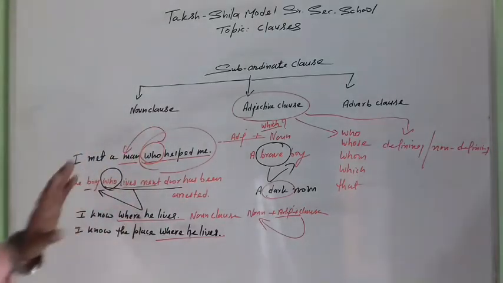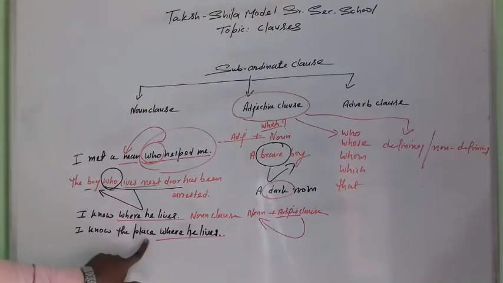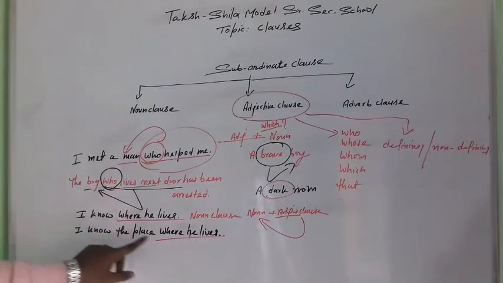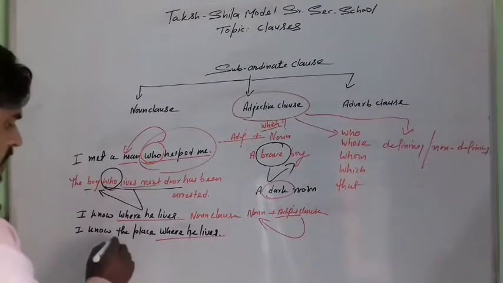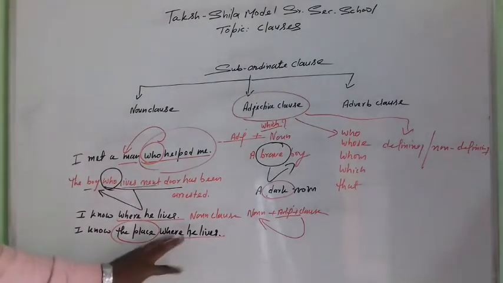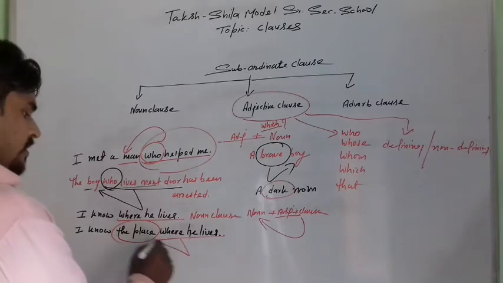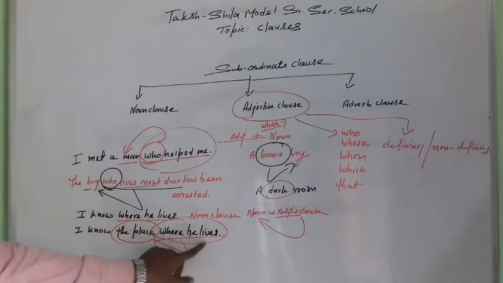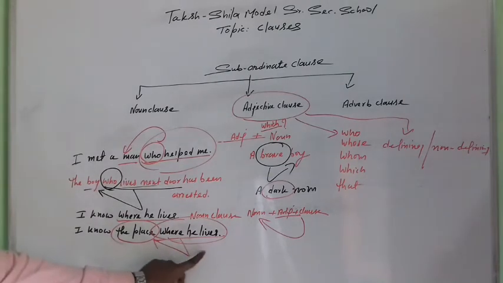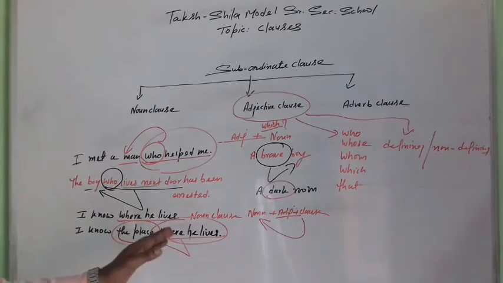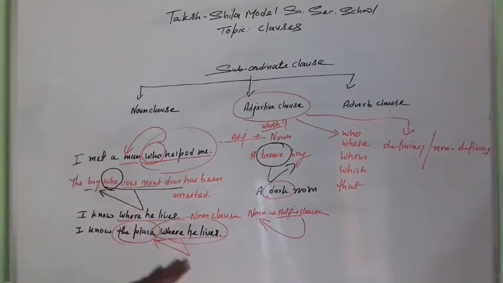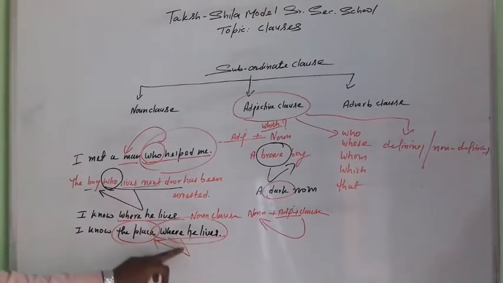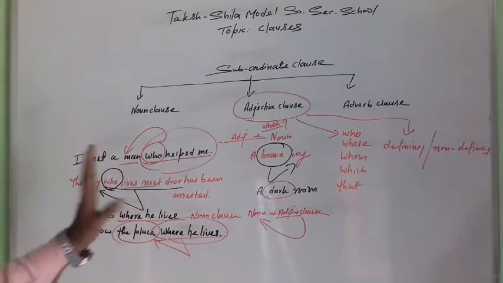Now, I know the place where he lives. Which place? Now it is not coming just after the verb. It is coming after the noun. The noun is the place. So, I know the place where he lives. Which place am I talking about? The place where he lives. So, this group of words, though exactly the same as the other one, still does a different action, right? It is doing the action of an adjective. Hence, it is called an adjective clause. So, this one is an adjective clause and this one is a noun clause.